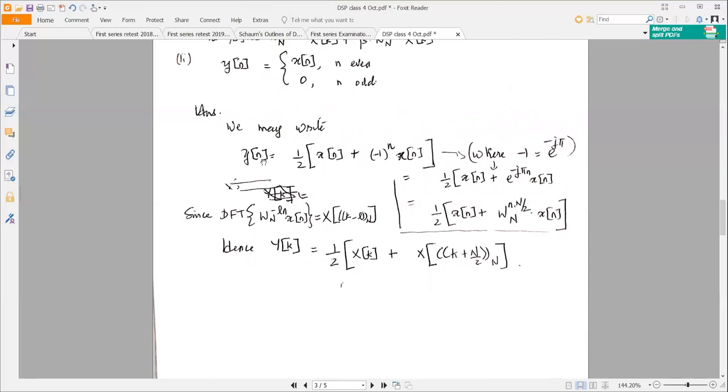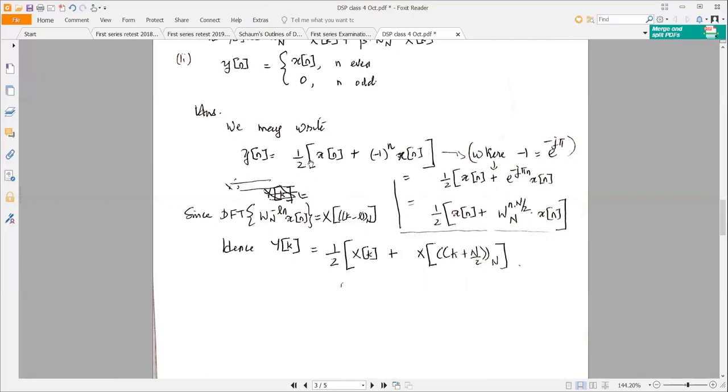Whereas the value for y of 1 would be 1 by 2 into x of 1 plus minus 1 raised to 1 into x of 1, which reduces to 0. So all the odd samples reduce to 0, and you have the same value for the even samples. Now this minus 1 you can write as e raised to minus j pi, and you also observed that e raised to minus j pi you can write as W_N raised to N by 2. So we have done this several times before. So we can write e raised to minus j pi, which is equal to minus 1, as W_N raised to N by 2.